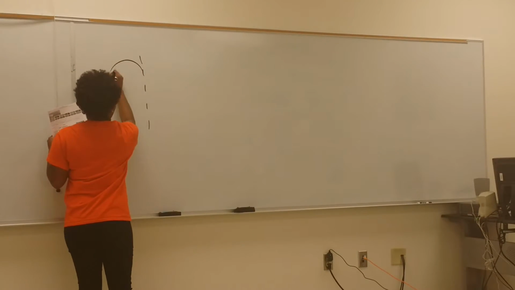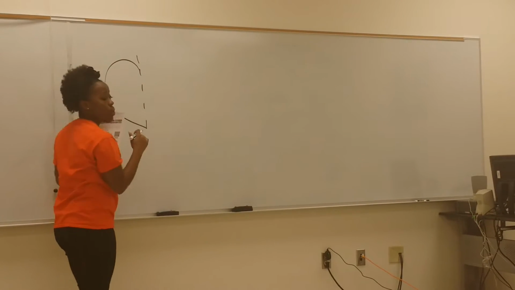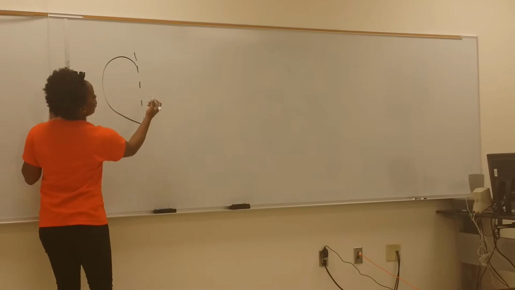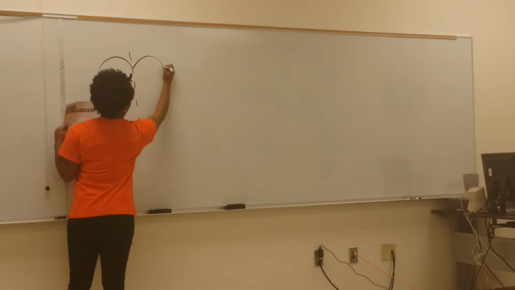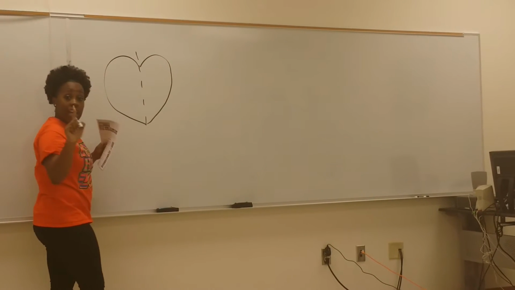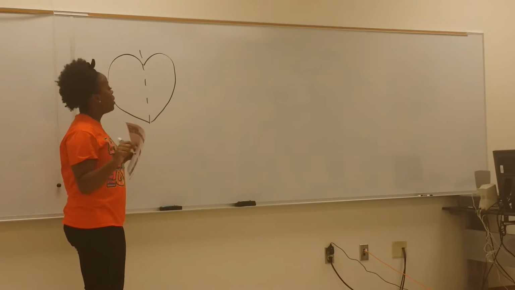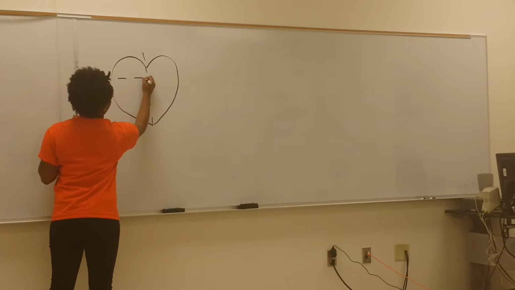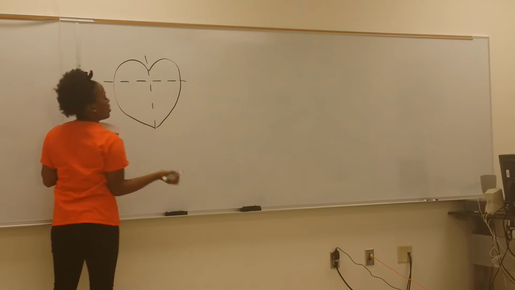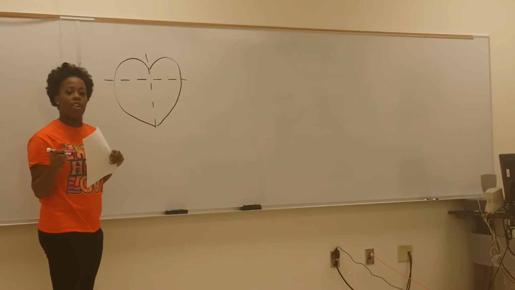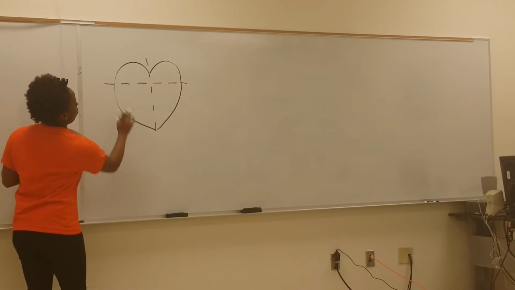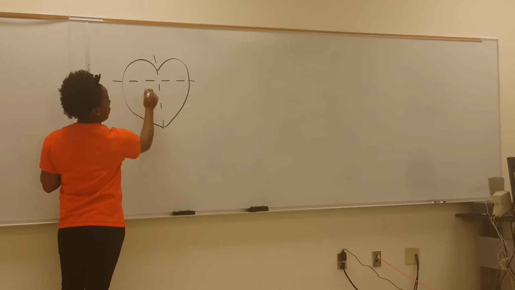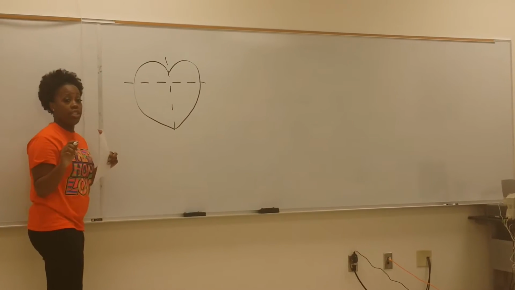If we draw this, we will have to have the other half of the heart. So what we do is we draw the other half of the heart. So that's one line of symmetry. Now, let's look at this. If we decided to go right here, would that be a line of symmetry? No, I don't think so. Because if we fold it according to this line, it is not equal on both sides. So that is not a line of symmetry.